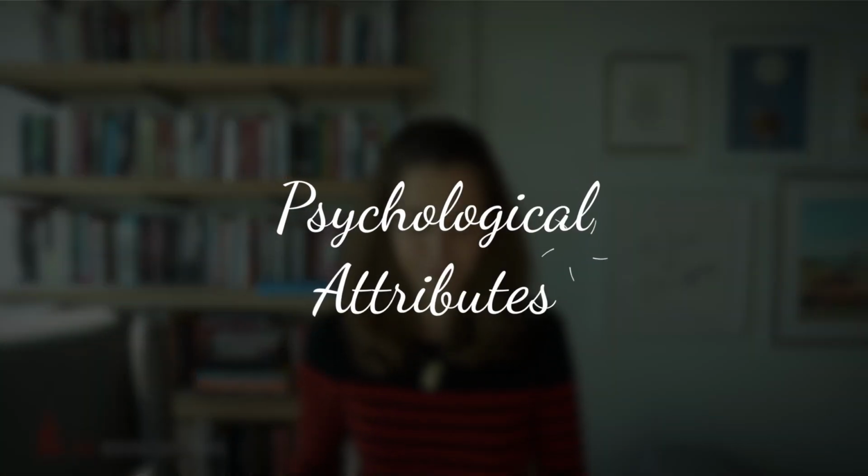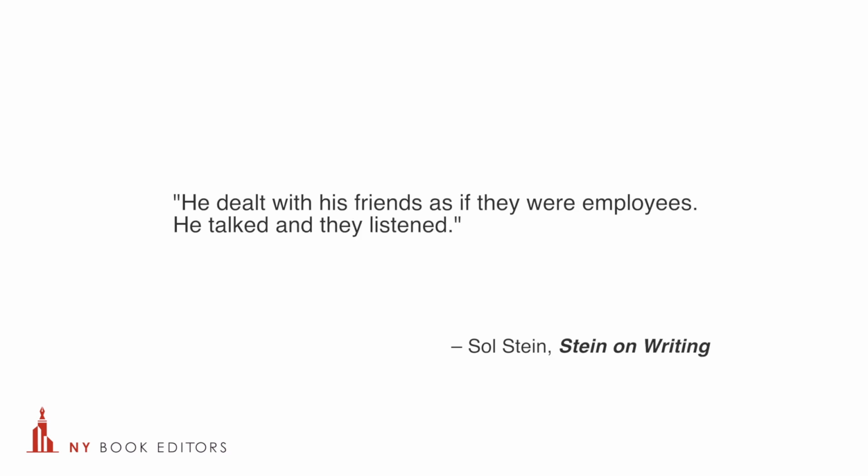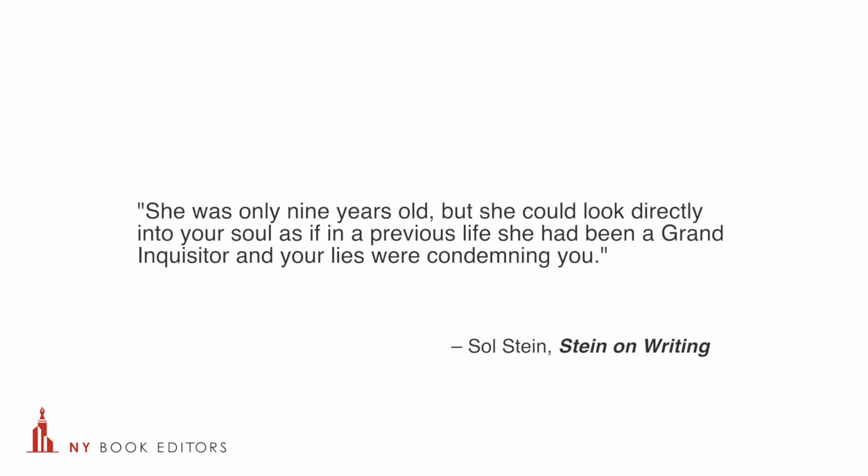Here are some examples of psychological attributes. He dealt with his friends as if they were employees. He talked and they listened. She was only 9 years old, but she could look directly into your soul as if in a previous life she had been a grand inquisitor and your lies were condemning you.